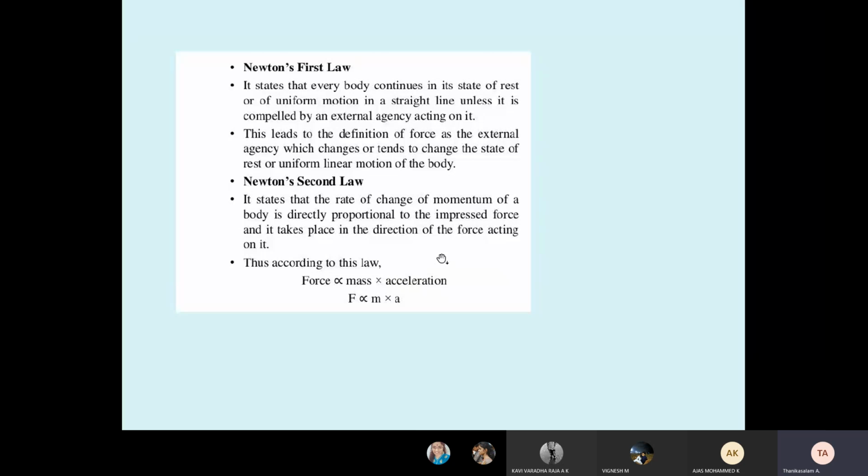The driver applies first gear. The body is moving at a little speed. When the driver changes the gear, or steps on the accelerator, the force changes and the acceleration also changes. That is the definition of Newton's second law.